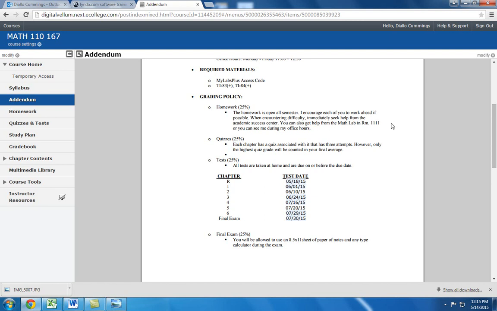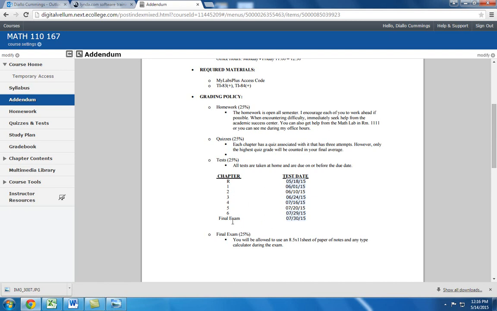The quizzes are also weighted at 25%. Each chapter has a quiz associated with it, and it's limited at 3 attempts. However, only the highest quiz grade will be counted in your final average. So it will not hurt you to take the quiz more than one time. The tests are weighted at 25%. All tests are to be taken at home on or before the due date. If you cannot take the test on or before the due date, communicate that with me and we can work something out.